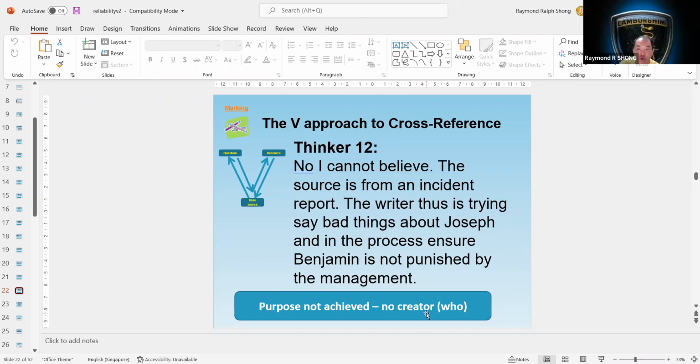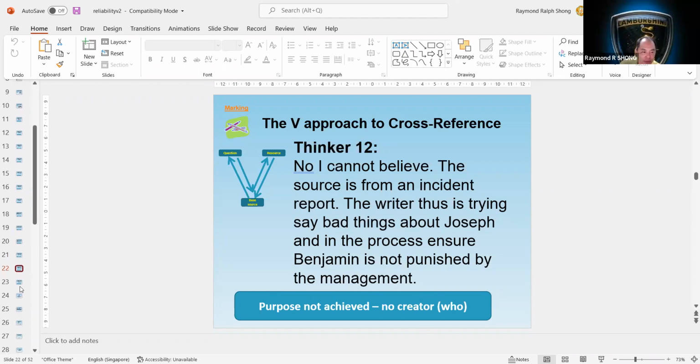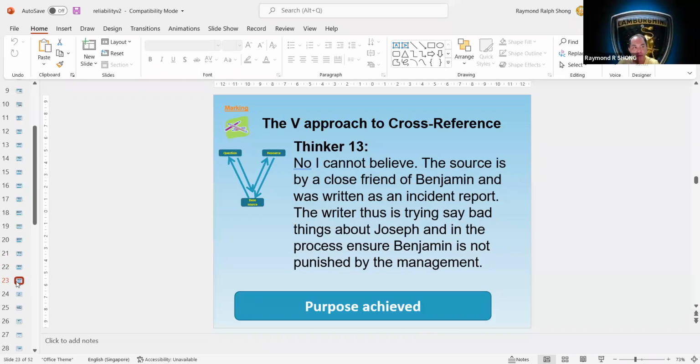Again, the creator, who is the one who says that? Who? Okay, that means you need the evidence and the person to say that, right? Remember, Yang Xiang, if you create it from the source, from the picture, who is the one? It's the character who says that, right? D. No, I cannot believe the source is a close friend of Benjamin and was written in the incident report. Is it? Yes. Okay. The writer is trying to say bad things about Joseph and in the process ensure Benjamin is not punished by the king.